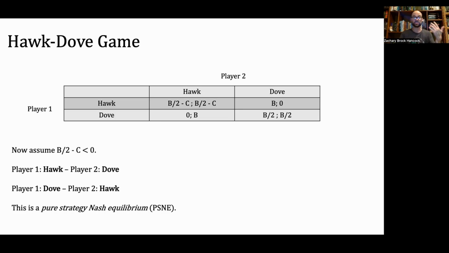Alternatively, if player 1 plays dove, then player 2 should always play hawk, because in this case, they would be getting the full benefit while player 1 gets no benefit, and if they play dove, they would only be getting half of the benefit. This is called a pure strategy Nash equilibrium. That is, where both of the strategies are maintained at exactly equal frequency. Because if player 1 plays hawk, you always play dove. If player 1 plays dove, you always play hawk. So those two strategies can persist in the population at a pure equilibrium.